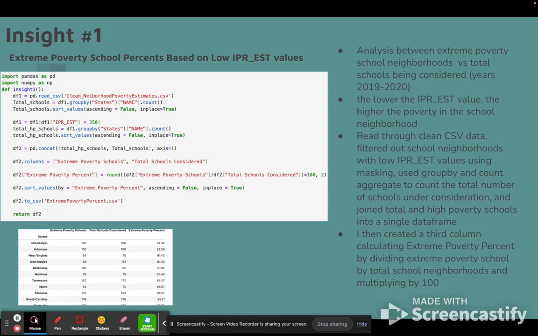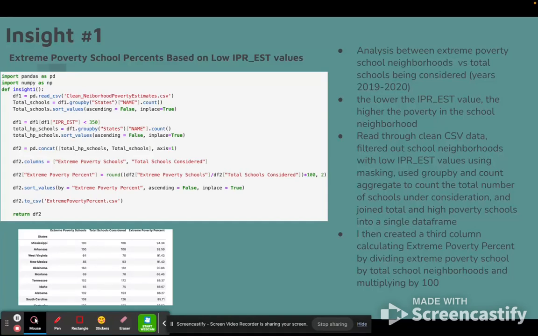Then my insight number one was to find extreme poverty school percents based on low IPR-EST values. The main goal of this function was to make an analysis between US school neighborhoods with extreme poverty values and the total number of school neighborhoods being considered per state from the years 2019 to 2020. In order to determine what schools are considered to be in extreme poverty, I did some research and learned that the lower the IPR value, the higher the poverty in the school neighborhood.